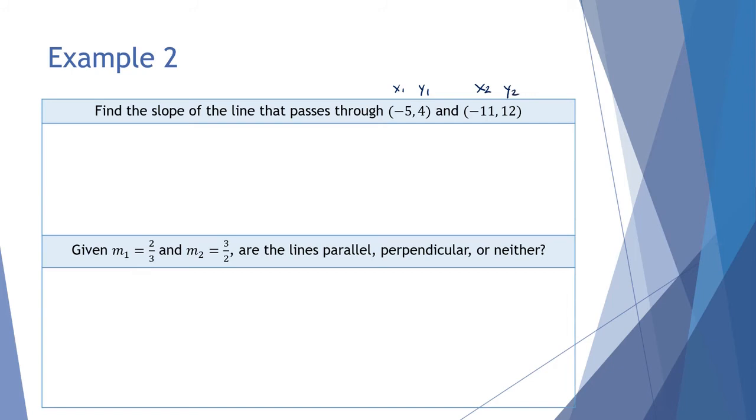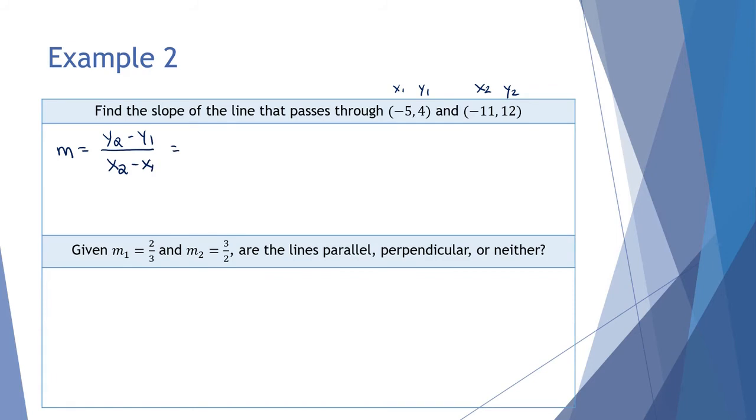Our ordered pairs are always in alphabetical order, x, comma, y. So the first point's always going to be x. The second one in the pair is always going to be y. Our slope formula is m equals y2 minus y1 over x2 minus x1.